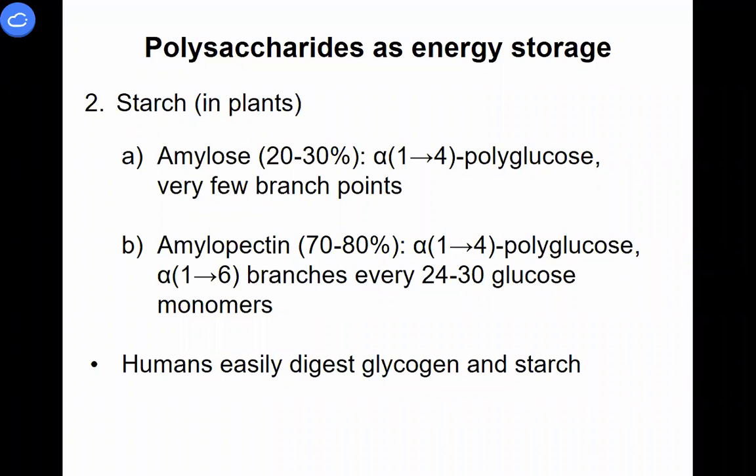And because the linkages are the same, when we need glucose, we're able to degrade glycogen to make individual glucose monomers again. And we have the enzymes to break those alpha-1,4 and alpha-1,6 linkages. And so we can very easily digest starch. Potatoes are high in starch, for example. That's why French fries are good to eat, because one, they may taste good, but also we can access the starch in those potatoes for energy.